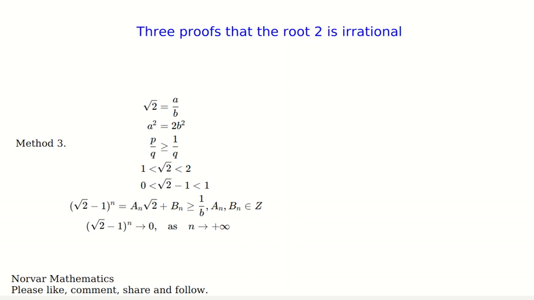On the other hand, the fifth inequality implies the nth power of root 2 minus 1 tends to 0. So, there is a contradiction. This is a proof without using divisibility. All three approaches are simple and elegant.